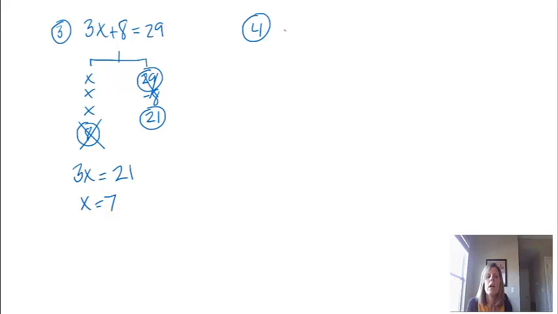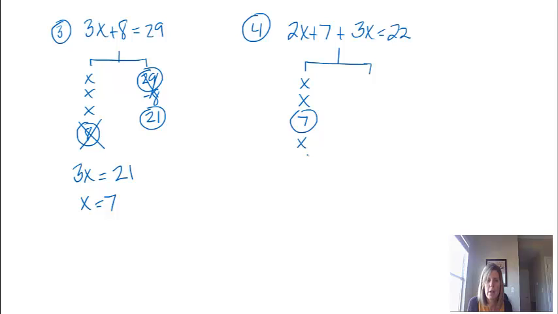Okay, 4, let's say I have 2x plus 7 plus 3x equals 22. All right, so I'm going to draw what I have. Here it says 2 x's, so I'm going to draw 2 x's. And then I see a 7. And then I see 3 x's. Okay, so on the right side, I just see 22. Okay, I'm not really going to do anything right now. There's nothing to cross off.